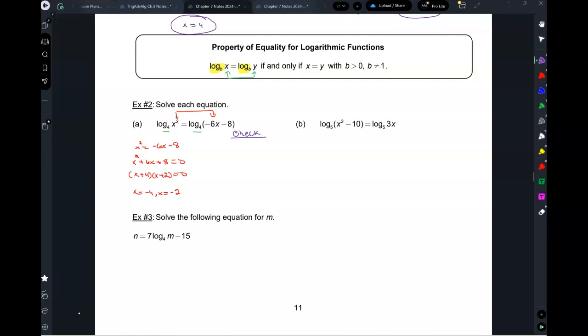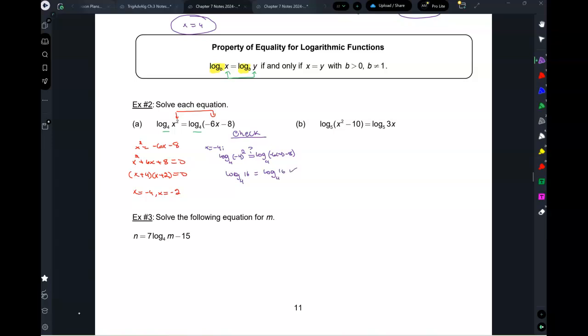Okay, so x equals negative 4. Let's check. Let's plug it into the function. Log base 4 of negative 4 squared. Is this equal to log base 4, negative 6 times negative 4 minus 8? So here I have log base 4 of 16, log base 4 of 16. Okay, yes, that does work.